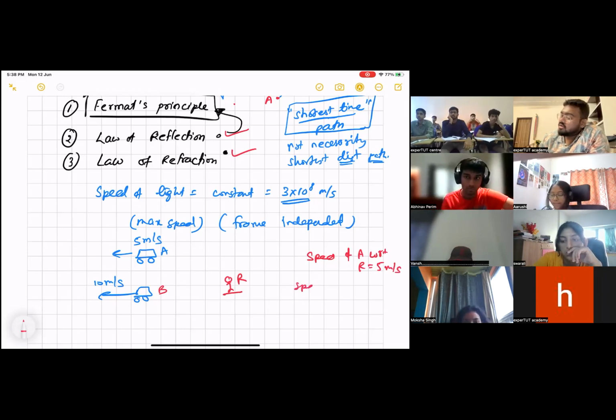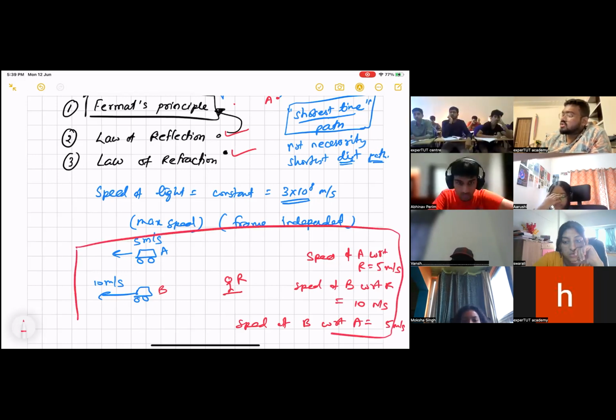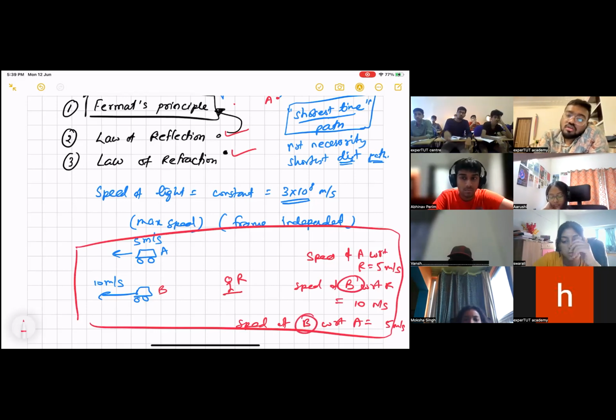Second, speed of B with respect to R is how much? 10 meter per second. Next question: speed of B with respect to A? 5, right? So this is all okay. Do you understand that the speed of B with respect to A and with respect to the red observer is different? The observer on the ground sees the speed of B as 10, but the observer on A reports the speed of B to be 5.